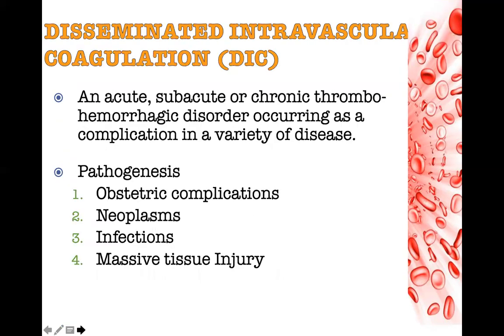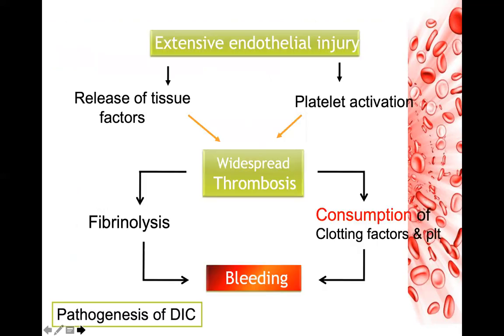Next, we have disseminated intravascular coagulation. This is an acute or could be a subacute or chronic thrombohemorrhagic disorder that occurs as a complication of a lot of diseases. So it may be secondary to obstetric complication, it may be secondary to some cancers, it may be secondary to certain infection, as well as massive tissue injury. So this is the pathophysiology of DIC.